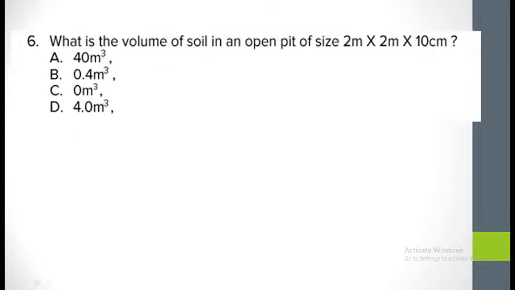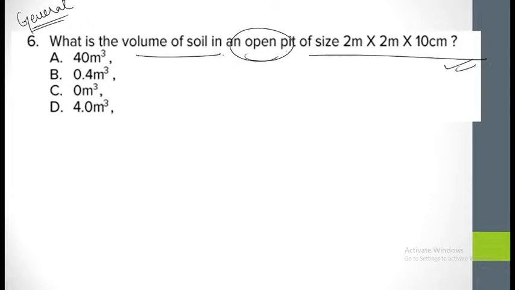Now find the answer for this question, everyone. The question is saying it's a general aptitude question first. You need to find out the volume of the soil in an open pit of the size given to you as this one. So you need to find what is the volume of the soil in this open pit. Take your time, quickly mark the answers for this.